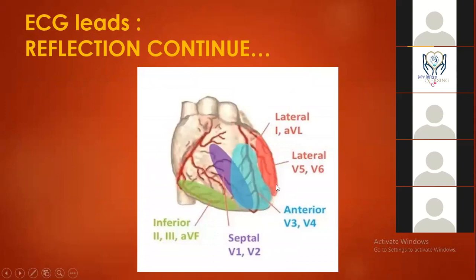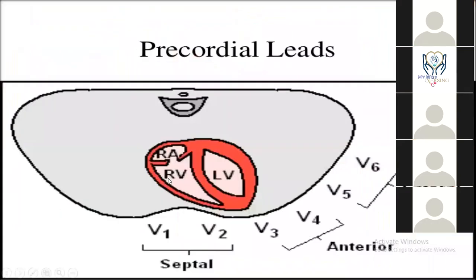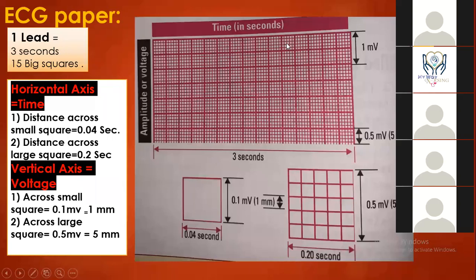This picture represents it. Left lateral is V5, V6, anterior is V3, V4, septal is V1, V2, inferior is lead 2, lead 3, aVF. Same thing here on the ECG paper: anterior septal or anterior is V1, V2, V3, V4, and left lateral is lead 1, aVL, V5, V6. And then lead 2, lead 3, aVF are the inferior ones. This is the same picture of the heart: septal V1, V2, anterior V3, V4, lateral V5, V6. Before we go into the ECG paper, I can say this is the beginning of the lecture. This is how you start to read an ECG. Is everything clear till now?